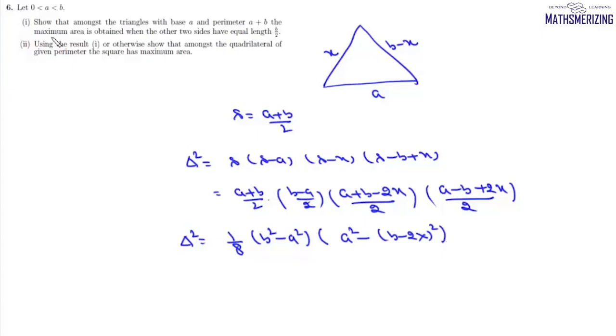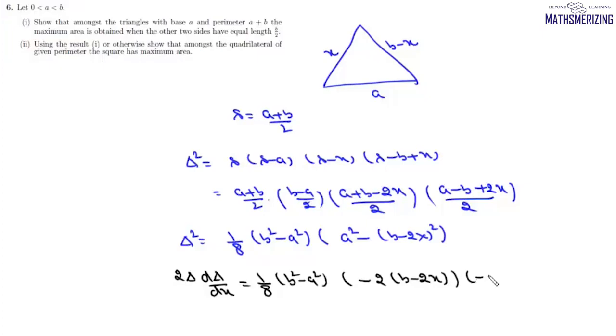Now we want this area to be maximum. So what we'll do is differentiate this area with respect to x. So we can write 2 delta into d delta upon dx. It will be 1 by 8 (b square minus a square), and then minus 2 (b minus 2x) into minus 2 equals 0. Then from here we'll get the value of x as b by 2.